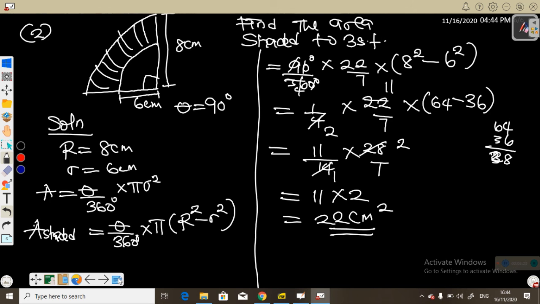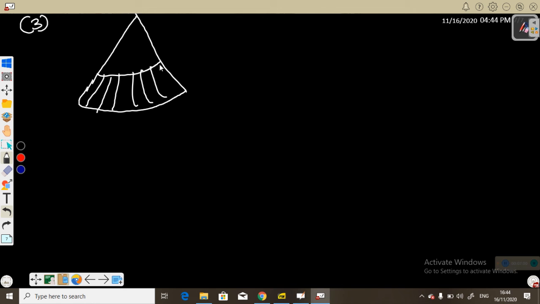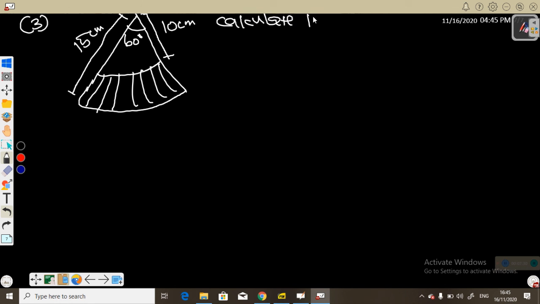Very simple and straightforward. Let's take a look at one more example. Number 3: consider the sector, and we have another one of this form, and this place is shaded. The angle of the sector is 60 degrees. The bigger radius is 15 centimeter, and the smaller radius is 10 centimeter. Calculate the shaded area.